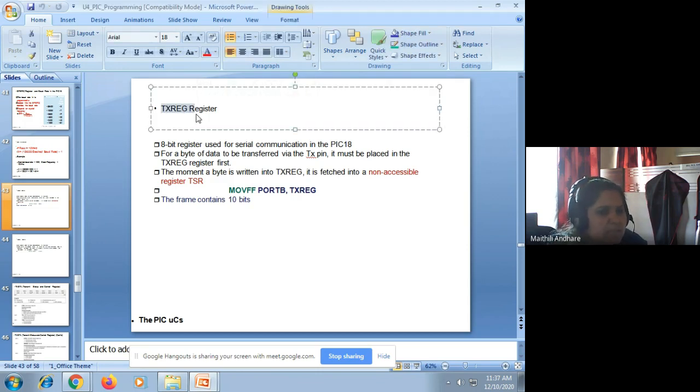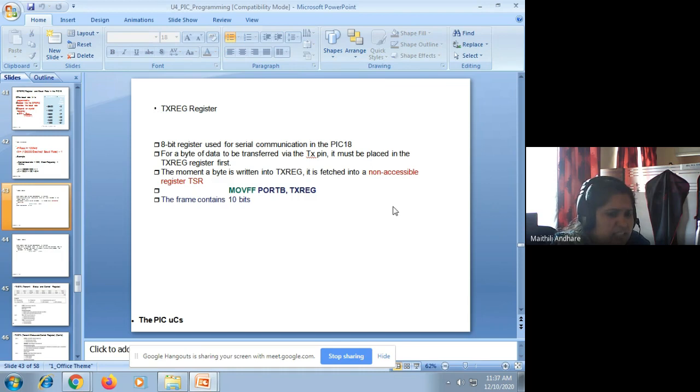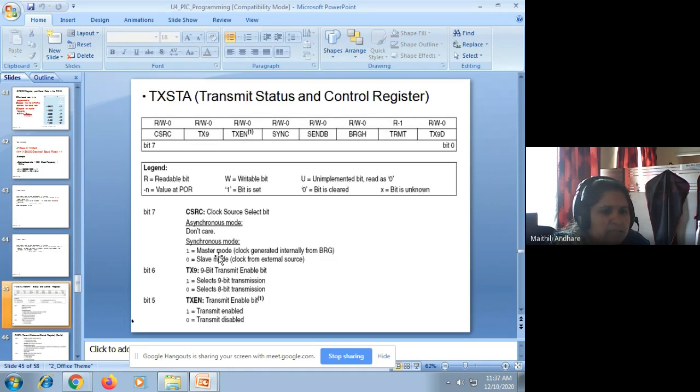This is as simple as the register thing. And the status and control register is available, same as that of your SCON register in the 8051 microcontroller. So the different modes are there, the synchronous mode, asynchronous mode, what type of transmission, 9-bit or 8-bit, so associated bits are there. The different bits I will just explain.